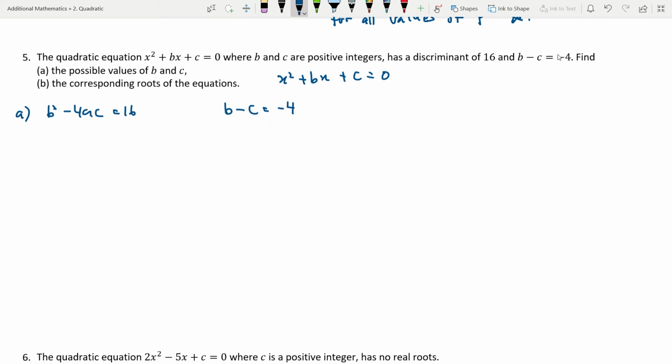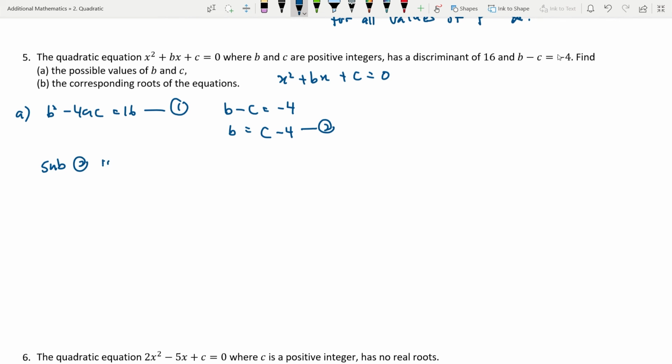We need to solve the simultaneous equations for these two equations. Let this be equation 1. For b minus c equal to negative 4, I'm going to make b the subject so that we can use the substitution method to solve the simultaneous equations. So b is equal to c minus 4. Equation 2.